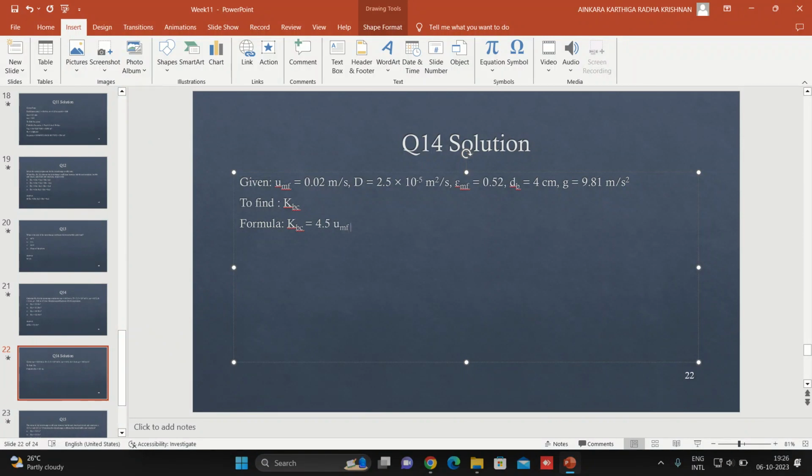UMF plus 5.85 into D power 1 by 2 into G power 1 by 4, divided by dB, and this one divided by dB power 5 by 4. So this is the formula we are using for this particular problem.